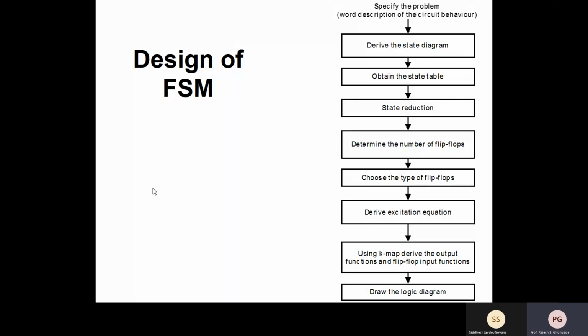Then you go for the next state, which is the determination of the number of flip-flops which are required. And the type of flip-flops has to be chosen. From that, you have to derive what is called the excitation equation. And then using K-map, you can derive the output functions and the flip-flop input functions. And then finally you draw the logic diagram. So these are the essential steps in designing the finite state machine.